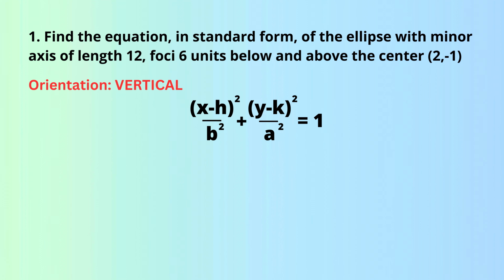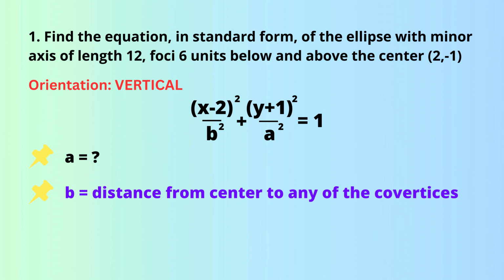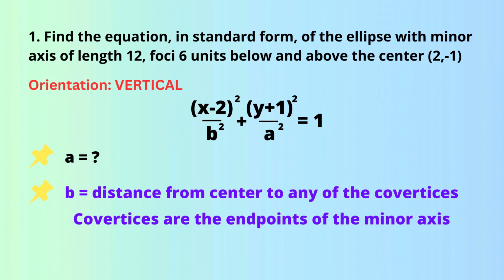Since we already learned that h and k are the coordinates of the center, and the center is given at 2, -1, we can just substitute these values to our equation so that we will have this. The next step would be identifying the values of a and b. We learned from the previous lecture that b refers to the distance from center to any of the co-vertices, and covertices are the endpoints of the minor axis.